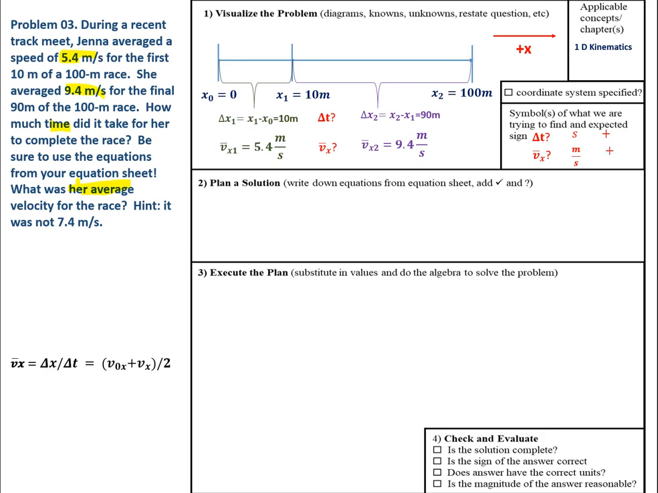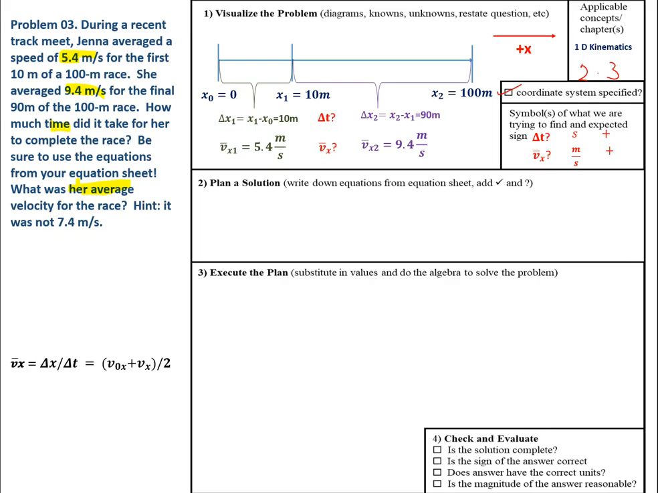Okay. And the coordinate system, yes, we have specified the coordinate system. We have right as positive. And applicable concepts: Jenna is moving in a straight line, so this is a 1D kinematics problem. And this is chapter 2.3 in your textbook.